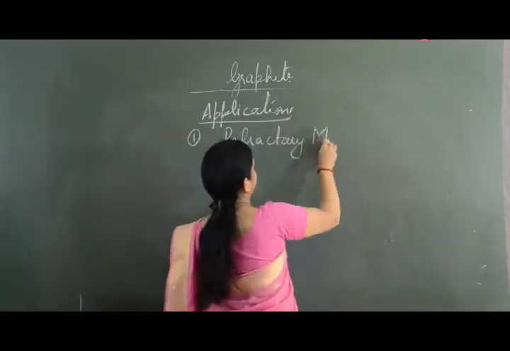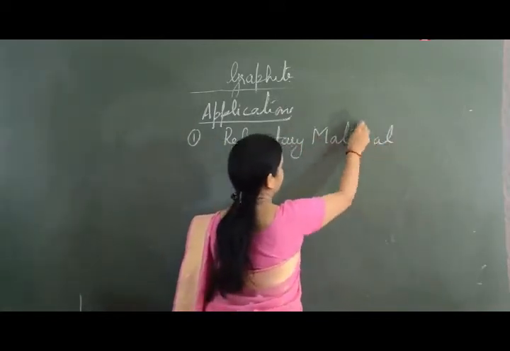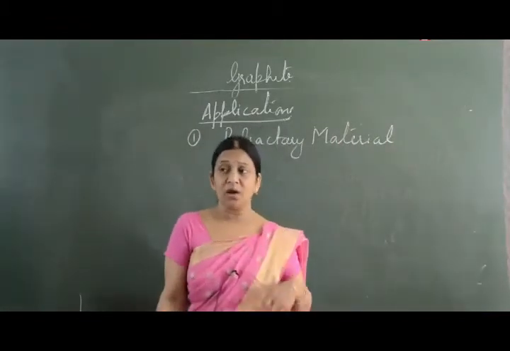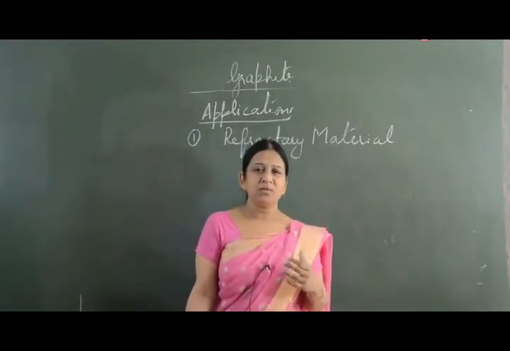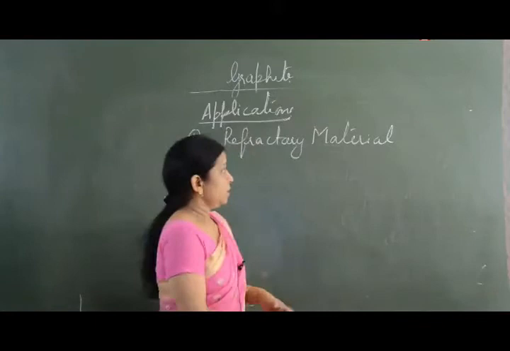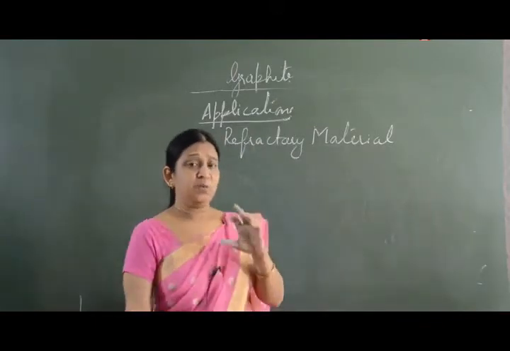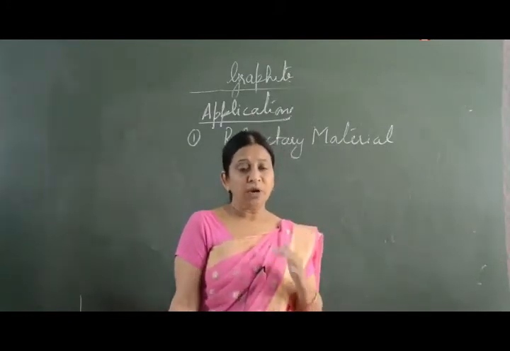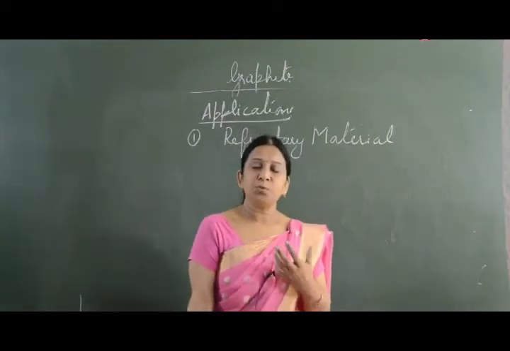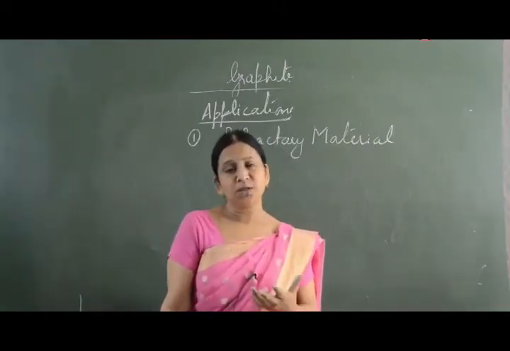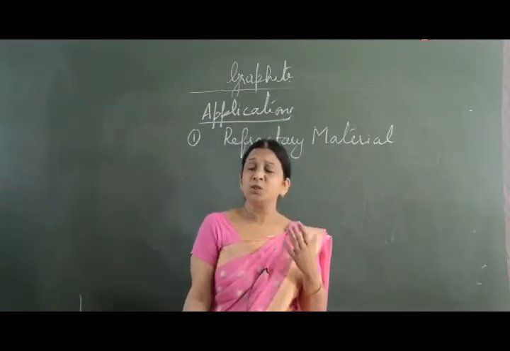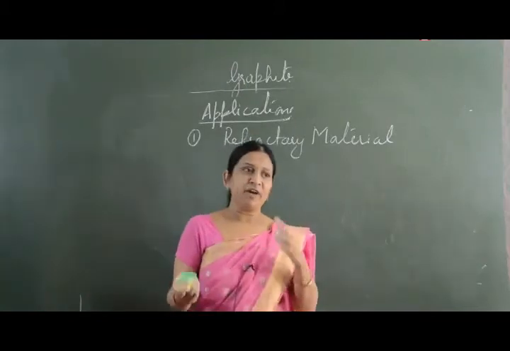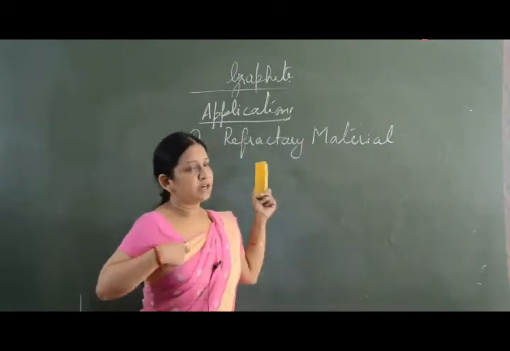refractory material. Now, a refractory material is a material which is used in a furnace where the temperature is in the thousands. It can be 2000, it can be 3000 and so on. So a refractory material is a material which can withstand high temperature. Now why is it used as a refractory material? Because within the layers the bonding present in graphite is covalent, and because of this it has a firm structure, and the melting point is very high, which is 3700 degrees Celsius. So graphite can be used in a furnace. Therefore, it is a refractory material.